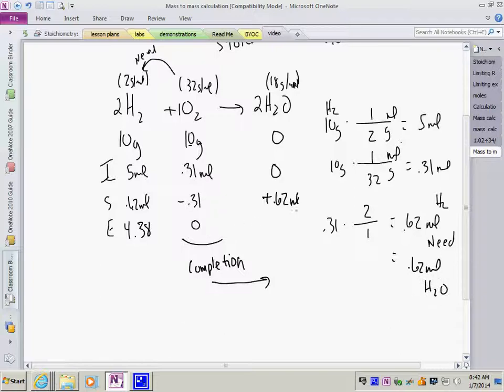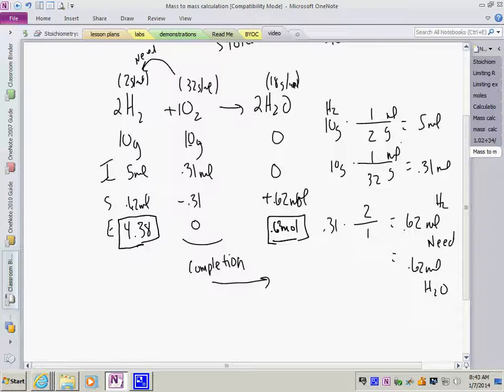And at this point, I would simply answer the questions that they want me to answer. If the question asks me to just simply give me the moles of water produced, okay, this is my answer. If they want to know the moles of hydrogen left over, this is the moles of hydrogen left over.